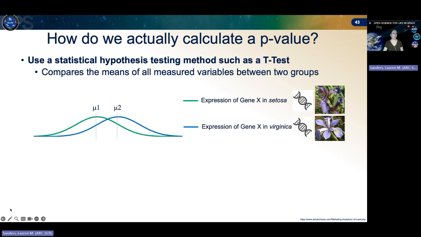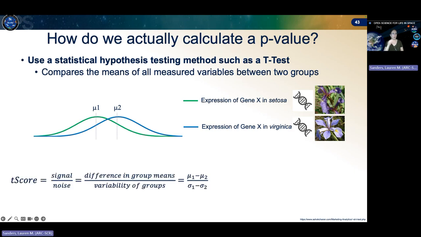So let's say we're looking at the expression of gene X, that's one of our measured variables, in two different species of iris. We're going to look at the mean of the expression of that gene in those two different groups. And then in order to calculate the t-score, which is what comes out of a t-test, we're going to look at what we call the signal versus the noise, or the difference in the group means versus the variability of the groups, how spread out those groups are.